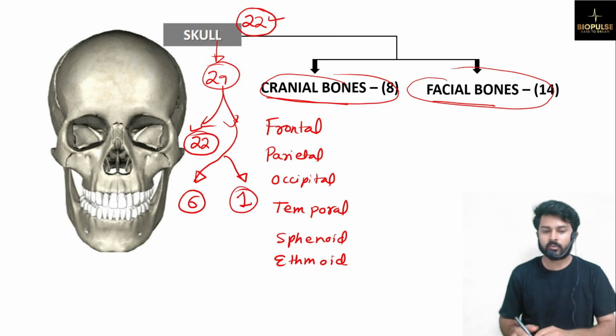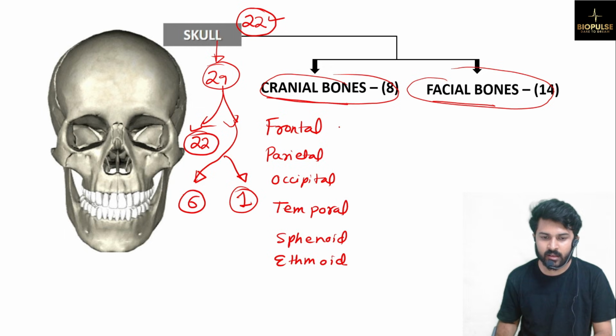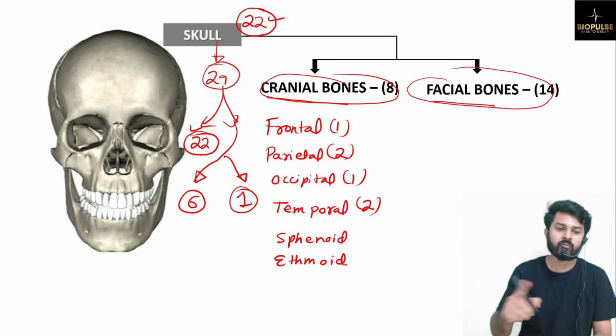So we got to know what? How many frontal bones are present? 1. How many parietal? 2. How many occipital? 1. How many temporal? 2. That's why I told you 1, 2, 1, 2.